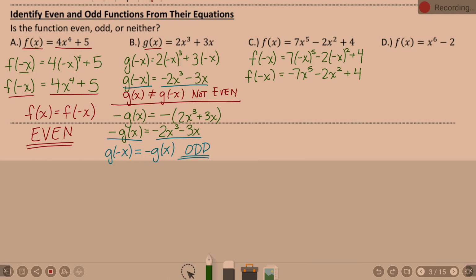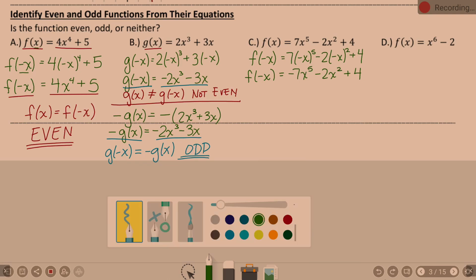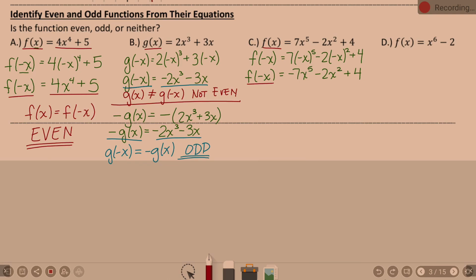Is this even? Does f of x equal f of negative x? No, because there's a difference of a negative sign. So I know that f of x is not equal to f of negative x. So I know it is not even. Okay? If it's not even, now we're going to check. Is it odd?